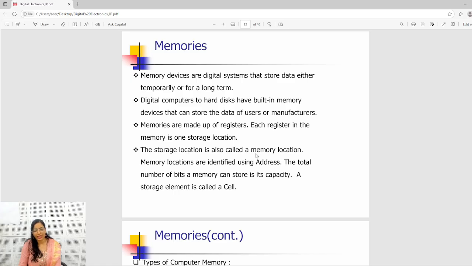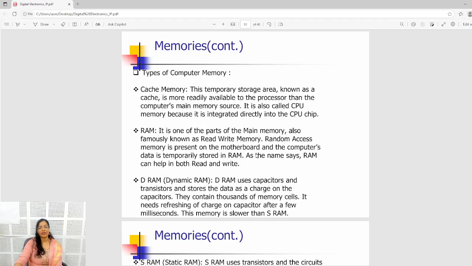Memory locations are identified using an address. And the total number of bits a memory can store is its capacity, and a storage element is called a cell. Types of computer memory. Talking of the types of computer memory, we come to cache memory, which is a temporary storage area known as a cache. It is more readily available to the processor than the computer's main memory source. It is also called CPU memory, which is the central processing unit memory, because it is integrated directly into the CPU chip.